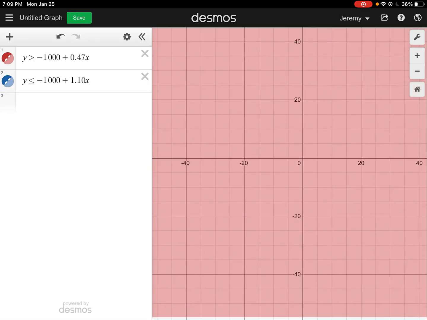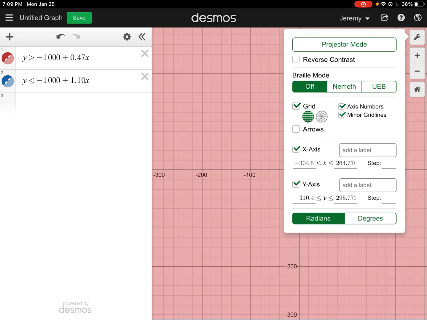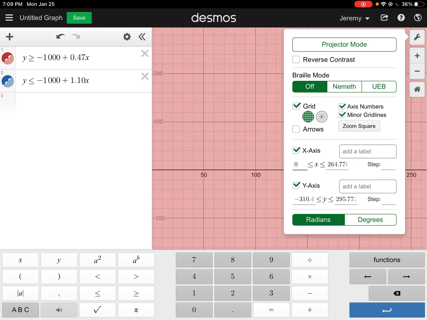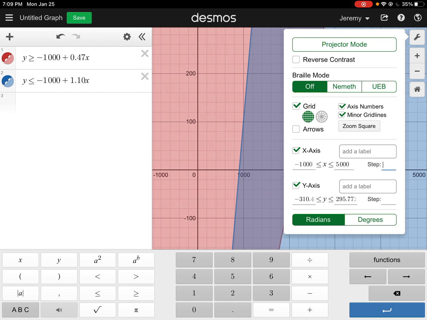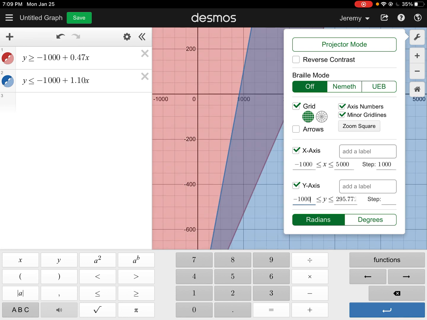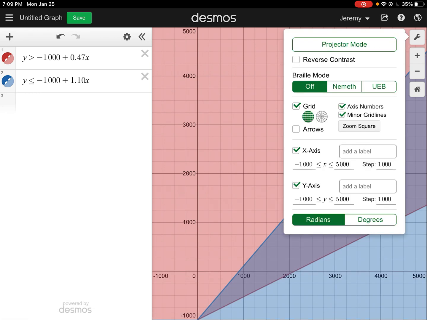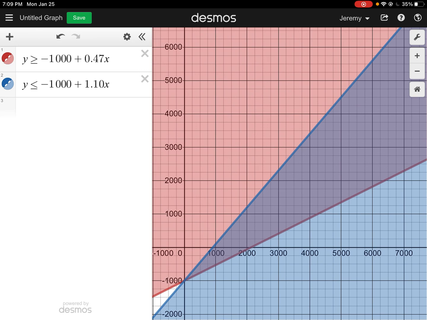As you can see, we probably need to zoom out because our y-intercepts are at negative 1,000. So let's zoom out and change our x-axis. We'll go from negative 1,000 to 5,000 on our x-axis, counting by 1,000s. And on our y-axis, we'll go from negative 1,000 to 5,000, counting by 1,000s again. So we have our system here.